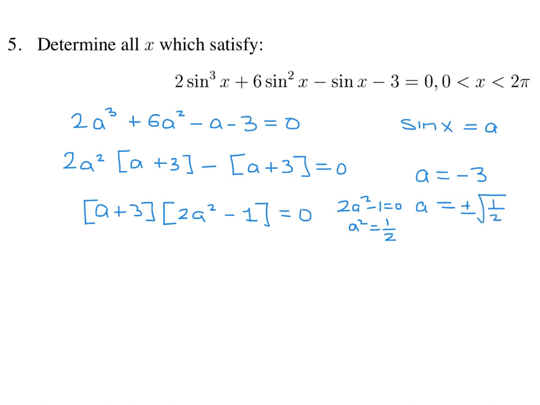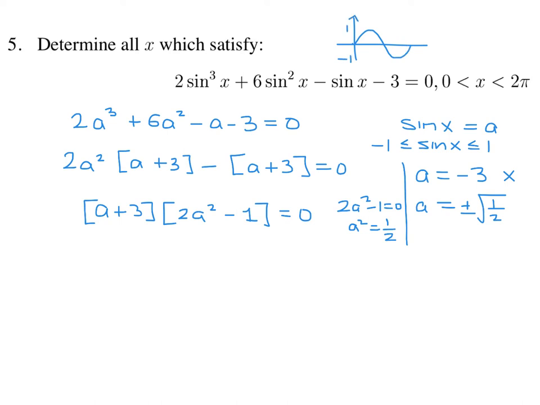Okay. Well, one thing we know for sure is that negative 3 is not possible because a represents sine x, right? And the sine of x, no matter what x is, is always between 1 and negative 1. If you remember the sine graph, it just oscillates back and forth between 1 and negative 1.